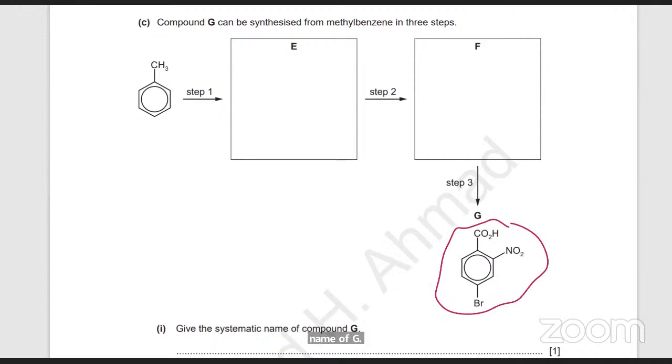What is it called? Sir, ye pehle bromo hoga, 4 bromo 2 nitro benzoic acid. Theek hai, benzoic acid, remember higher precedence. Okay, alphabetically this is at position number 4, this is at position number 2, so 4-bromo-2-nitro benzoic acid.